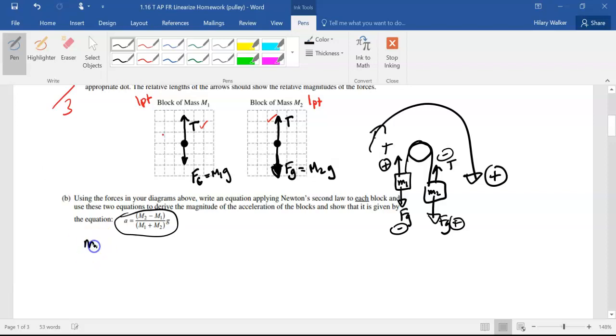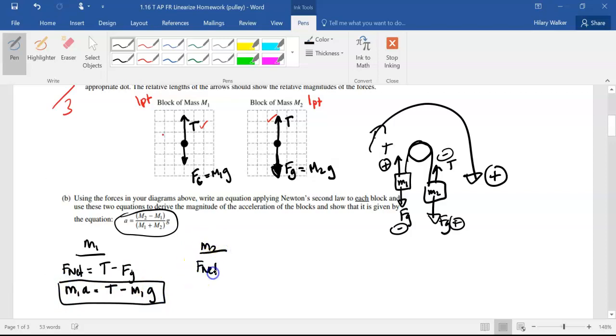Perfect, let's set up an F net equation for each block. For block M1, we have F net equals tension minus FG. Now I can plug everything in. So M1 times A equals tension minus M1G is our equation for M1. For M2, similar idea, F net equals, this time FG is the positive force, minus tension. So we have M2A equals FG, which is M2G, minus T. And I realized they use capital M's for these, so I should be careful with my notation and do the same thing.